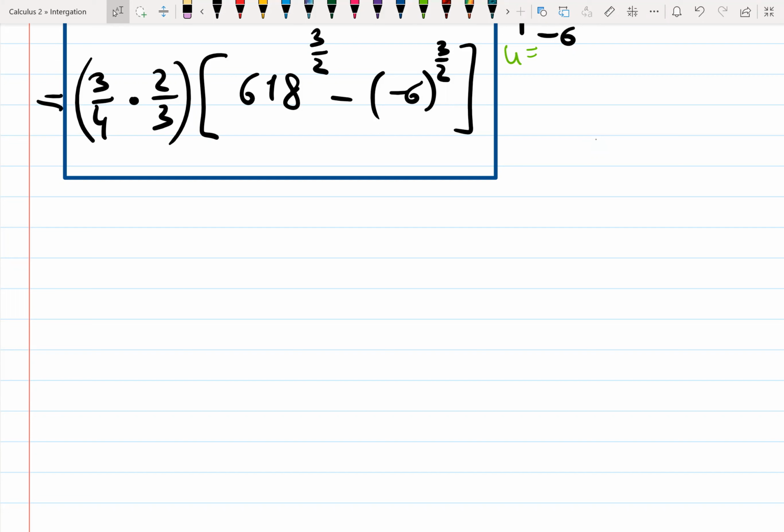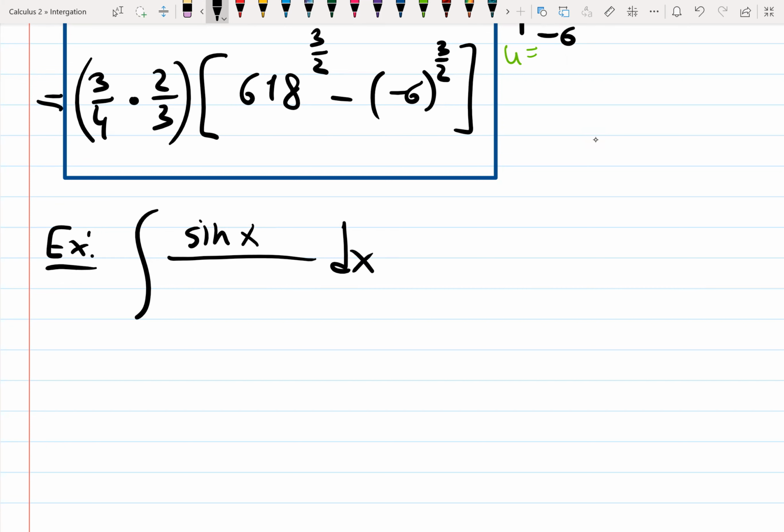How about something like this? Cosine and sine. These type of questions, also many of them are from your homework. Good. So, example. Integral of sine x dx over 5 minus cosine cube x. Yeah, that looks crazy. What do you think we should do?